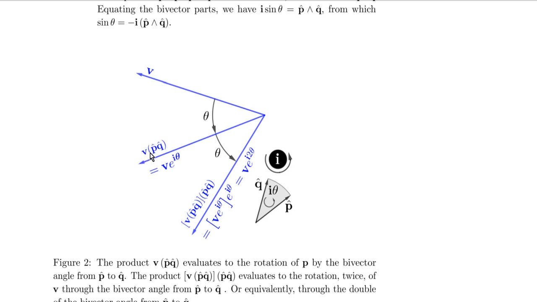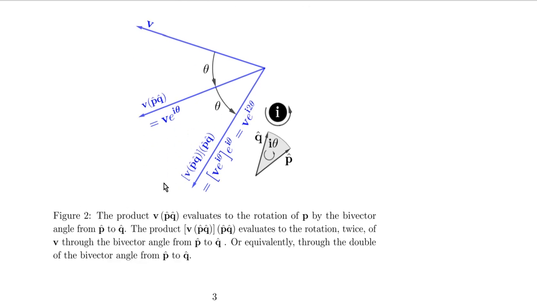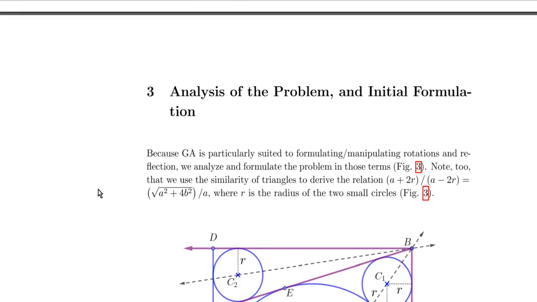If we now multiply V P hat Q hat again by P hat Q hat, we get an additional rotation by theta. We can write the same operation in exponential form as V times e to the I, the same I here, times 2 theta, twice this angle. So it is often very convenient to use either this form or the exponential. Here we will end up using both. So, on with our solution.